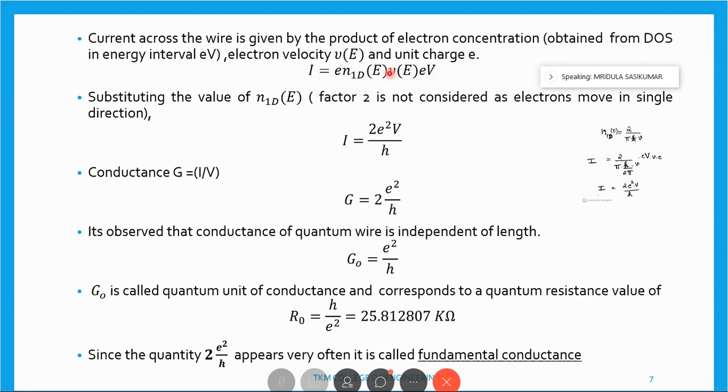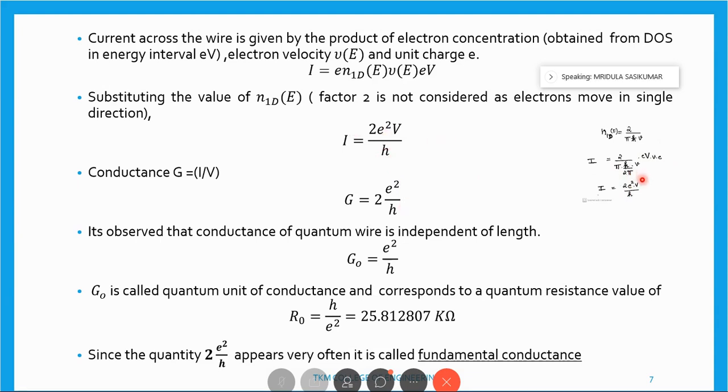I is equal to density of states multiplied by unit charge multiplied by electron velocity. You substitute this N1 of dE directly into that current equation. But the factor of 2 is not considered, because the electron is moving only in a single direction, so the factor of 2 is not needed. Since h bar is equal to h by 2 pi, that 2 will come in the numerator. When you simplify, the dE gets cancelled and the nu also gets cancelled, so it becomes 2 e square by h. That is how it came.